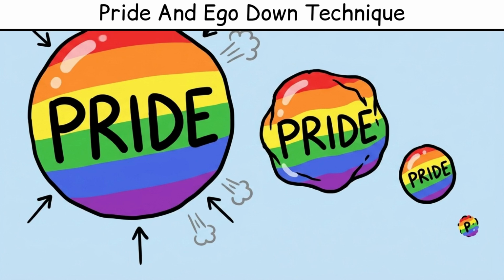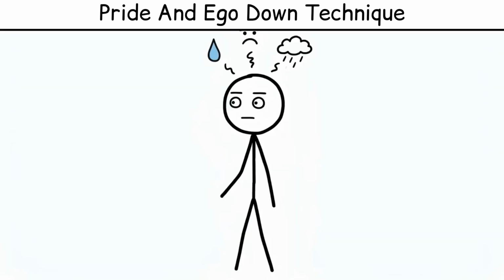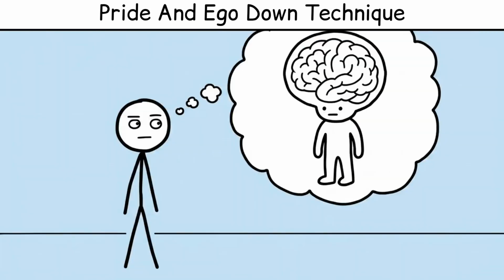Pride and ego down technique. Pride and ego down is an aggressive technique designed to provoke a suspect into revealing information by attacking their self-worth and intelligence. Rather than treating the suspect as a criminal mastermind, the interrogator intentionally insults their competence, calling them sloppy, amateurish, or weak. The interrogator downplays the crime, suggesting it was so poorly executed that anyone could have done it, or claiming someone else was the real brains behind the operation.